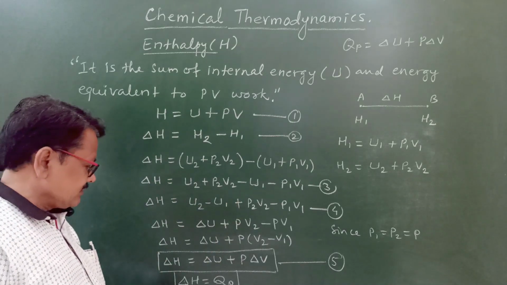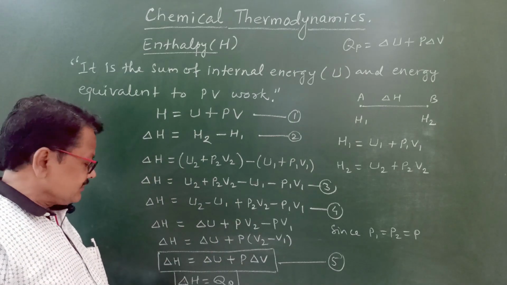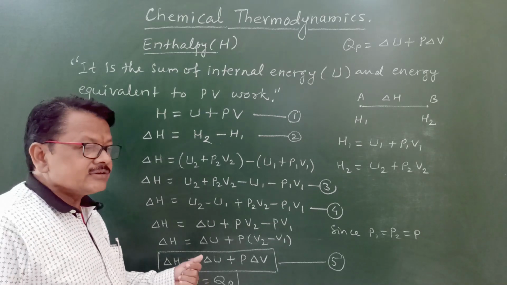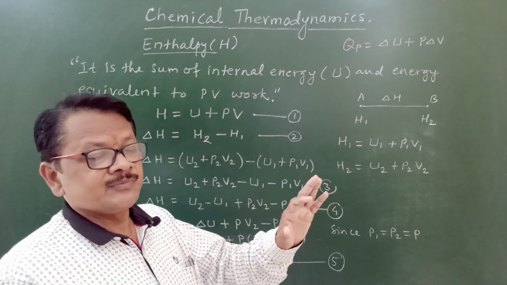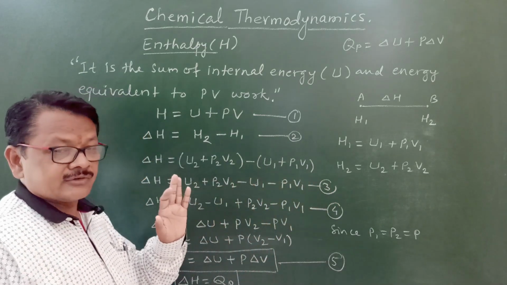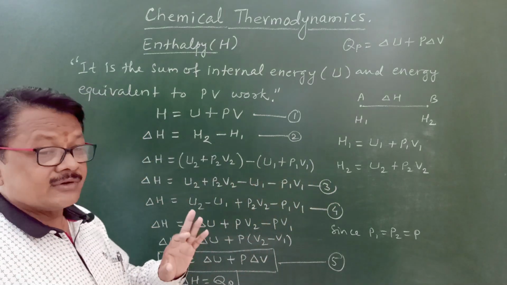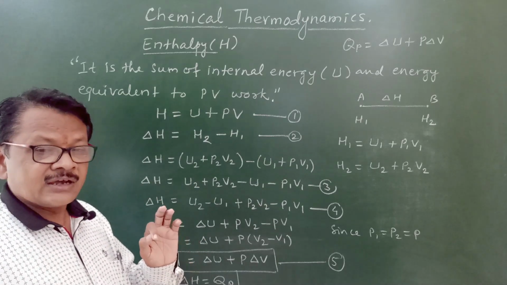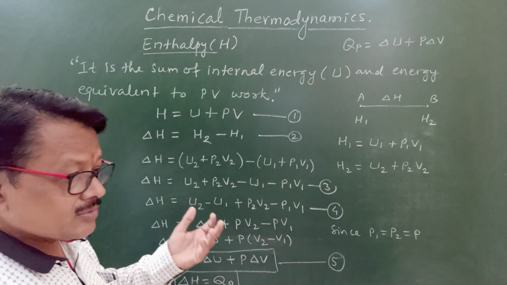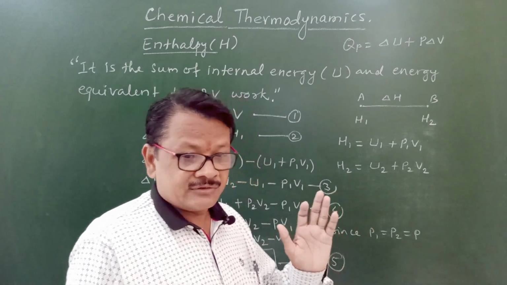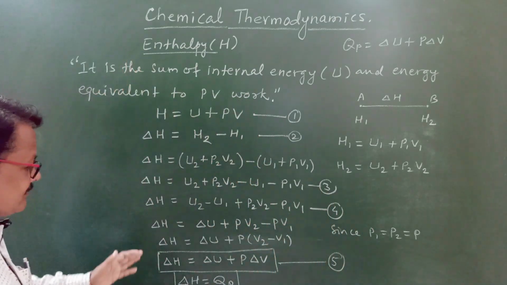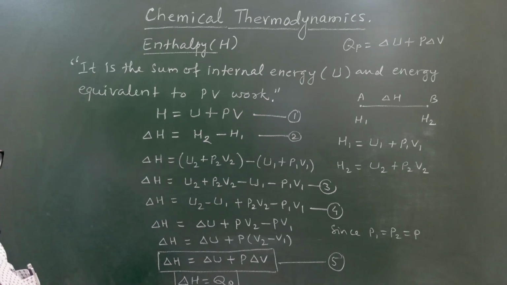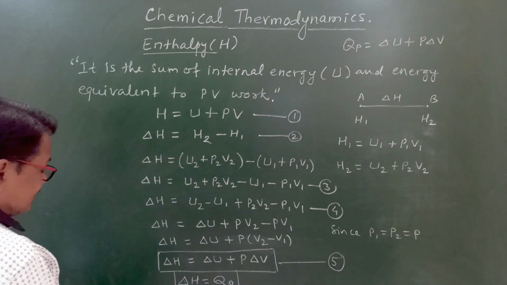You see here what this last equation indicates: the enthalpy change of the system is equal to the heat transferred by that system at constant pressure. It should be noted here that the enthalpy H and the change in enthalpy are both state functions. In this manner we have derived a simple equation for enthalpy change. We will go towards the next equation.